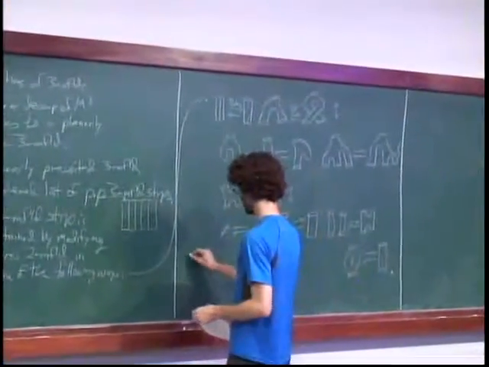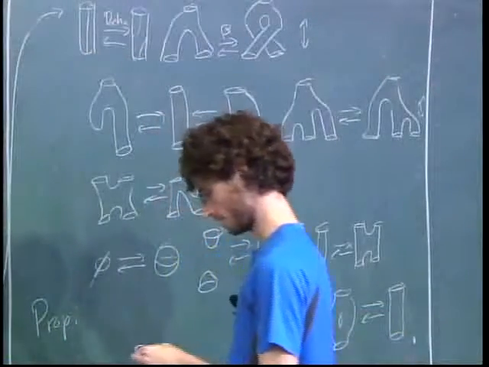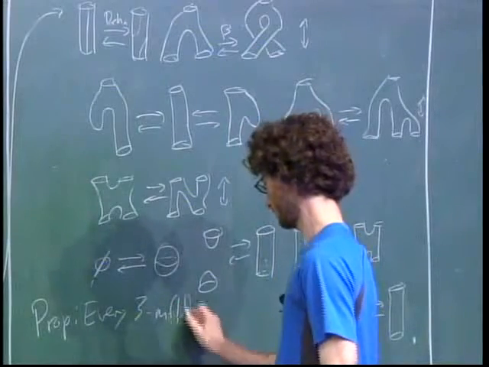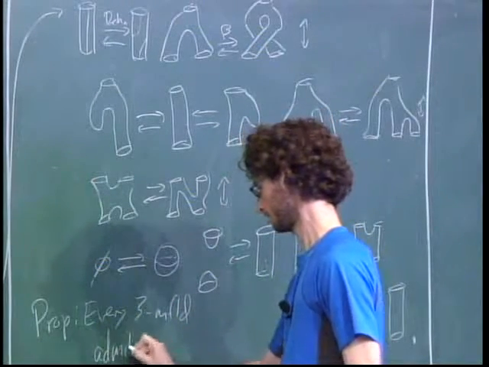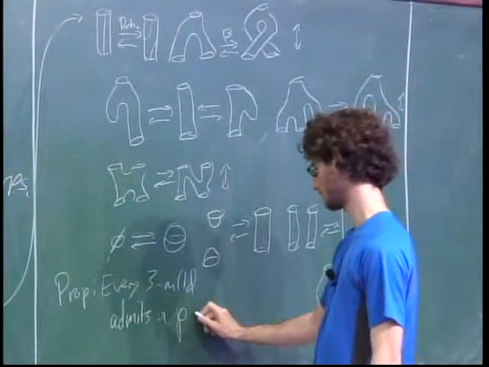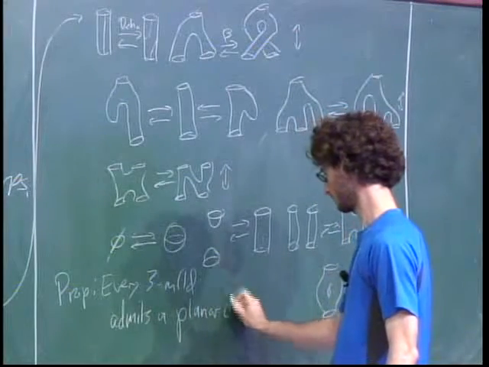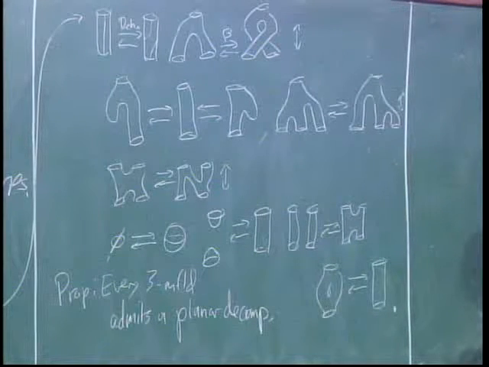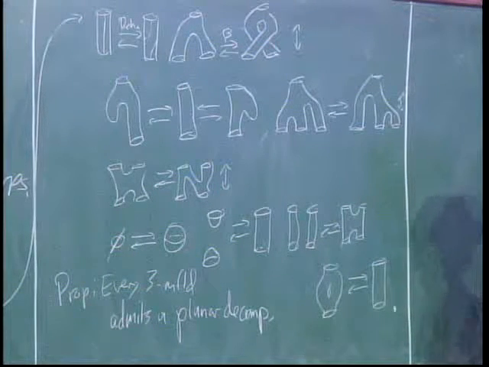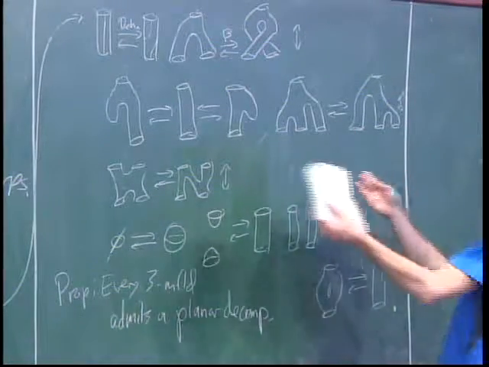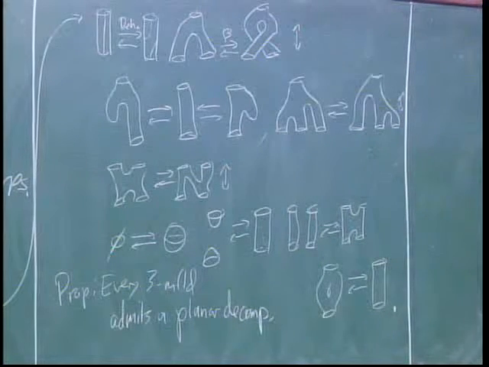Okay, and so then the proposition is that every three-manifold actually admits a planar presentation, a planar decomposition. Okay, so that's good because we want to know that we can evaluate. If we go and try to define some invariant by specifying it on all these generators, we want to know that we can actually evaluate it on any three-manifold we want.